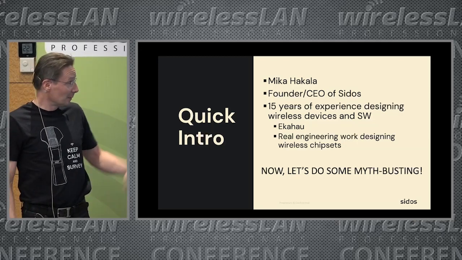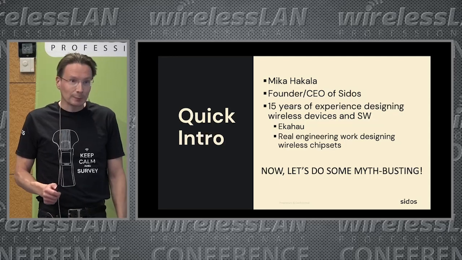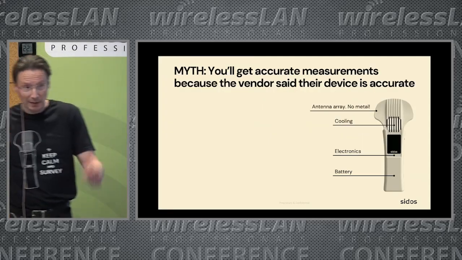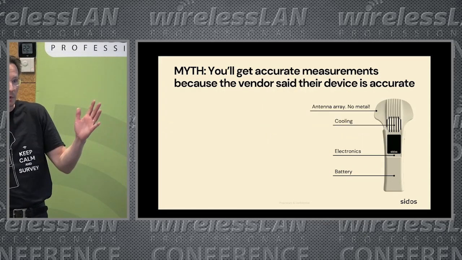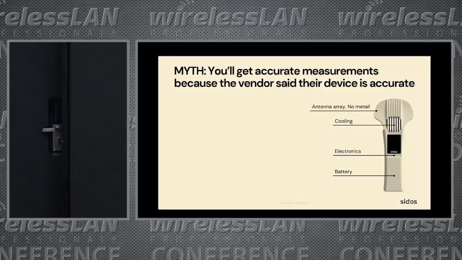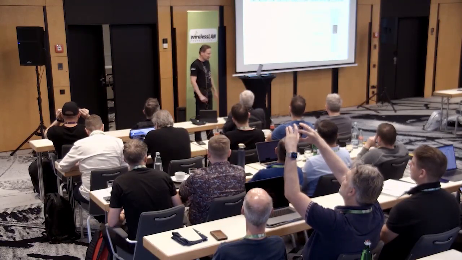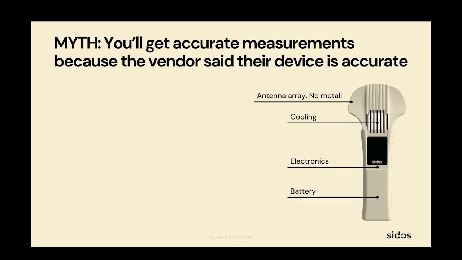So let me start by doing some myth busting that's very relevant to this topic. The first myth is that you'll get accurate measurements with whatever device you are using because the vendor said that their device is accurate. I've spent half of my professional career designing these devices, and I'm telling you it's very difficult to build a device that has a good antenna pattern. And if you don't have a good antenna pattern, you're not going to have an accurate measurement device.